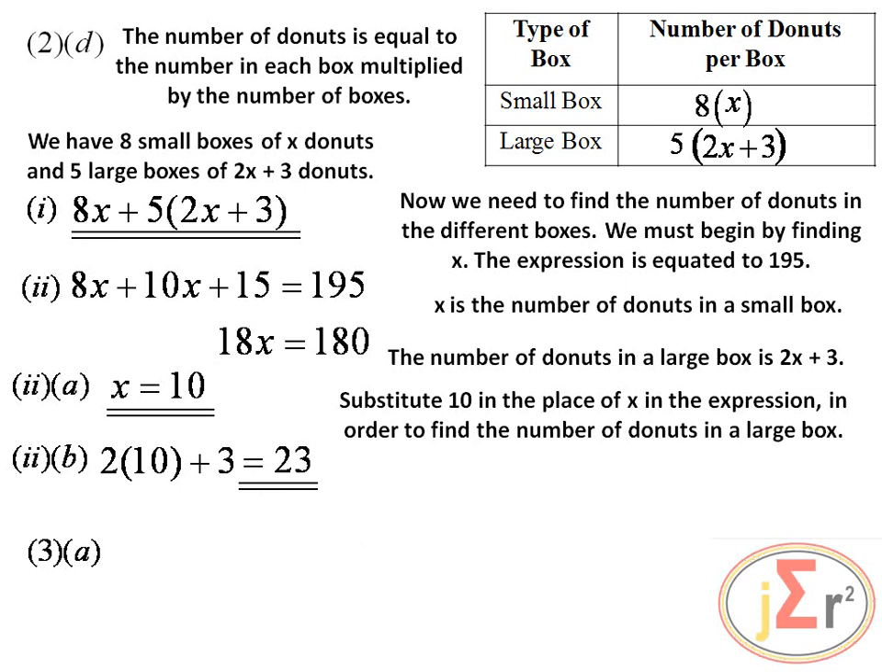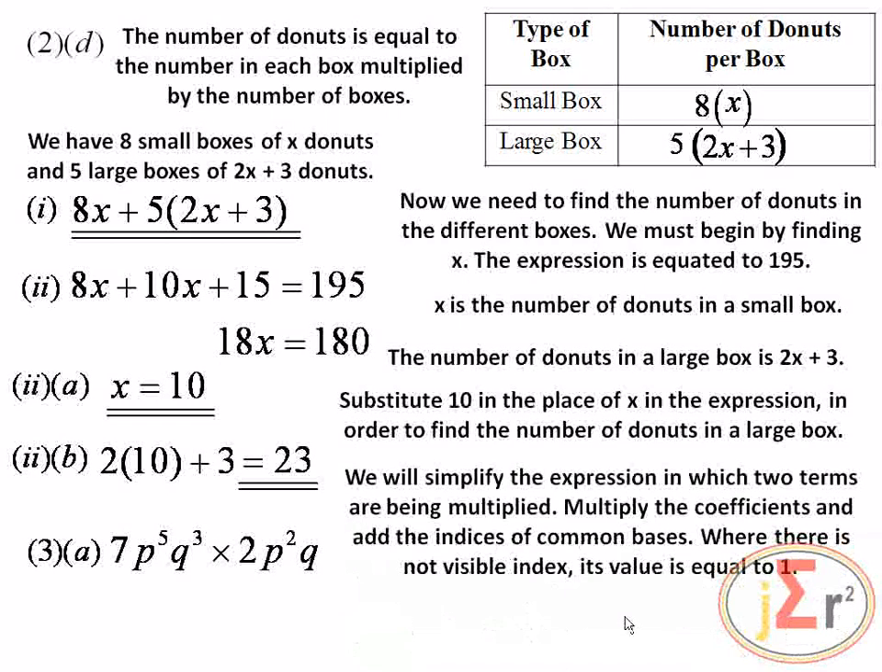Now we have problem 3, part A, that requires that we simplify an algebraic expression. There we have it. We will simplify the expression in which two terms are being multiplied. How do we do that? We will multiply the coefficients and add the indices of common bases. Where there is no visible index, the value of the index in that particular case is equal to 1, as we have it right there.